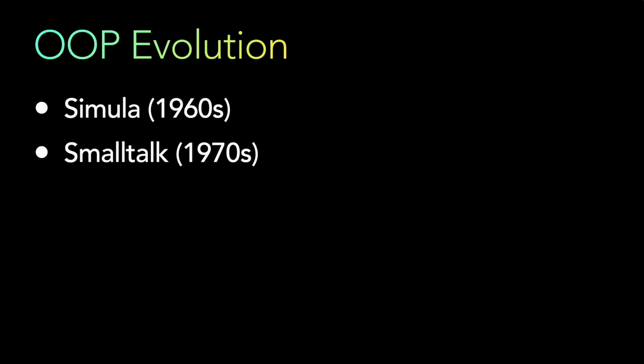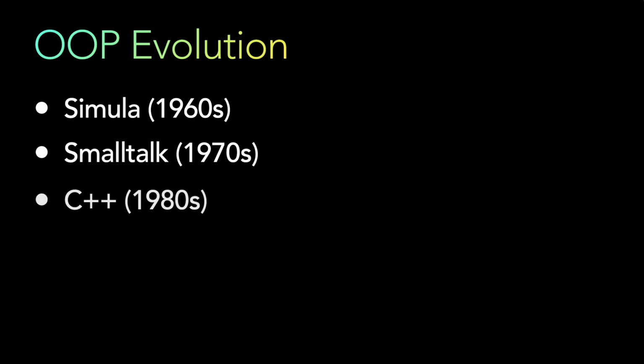Smalltalk was developed by a team at Xerox in the 1970s, which was the so-called first true object-oriented programming language, because it introduced the concept of message passing and dynamic binding, right? Which basically allowed objects to interact with one another in a very flexible way, right?